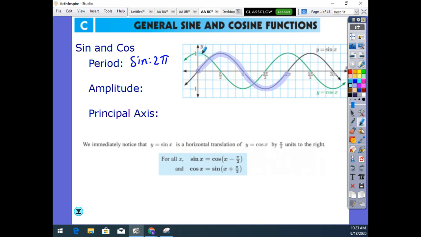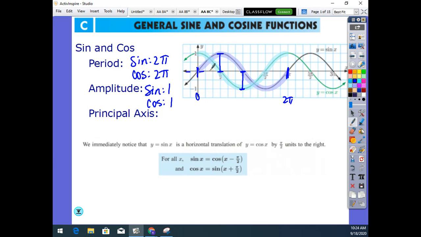Cosine, if we start up here, and we see when we get to 2 pi, cosine also has a period of 2 pi, because it takes this distance from 0 to 2 pi before it starts to repeat. Amplitude is the distance from the middle to the high, and from the middle to the low. These are the same. So it's really distance. So first of all, amplitude always needs to be positive. Sine and cosine both have an amplitude of 1.